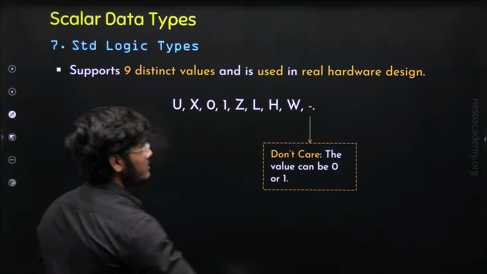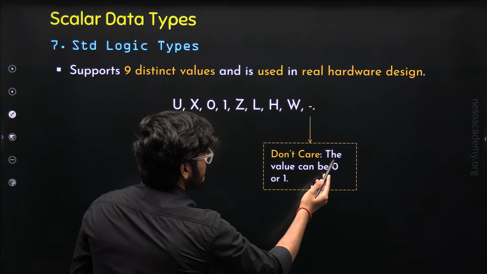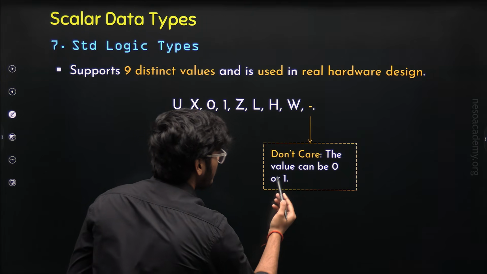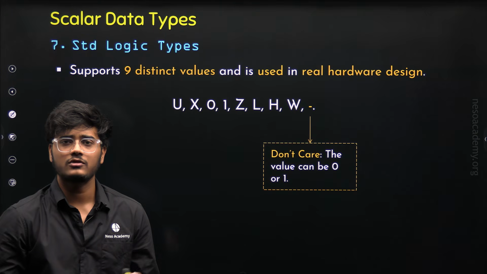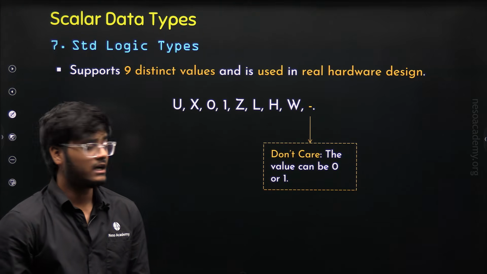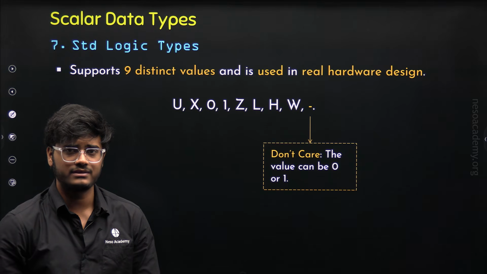In the last, we have hyphen, which means don't care. The value can be 0 or 1, meaning any value, either 0 or 1, is acceptable. To understand this don't care, consider an example.